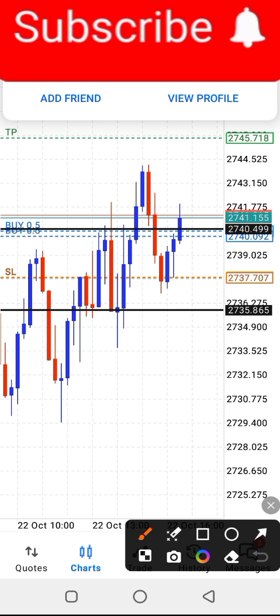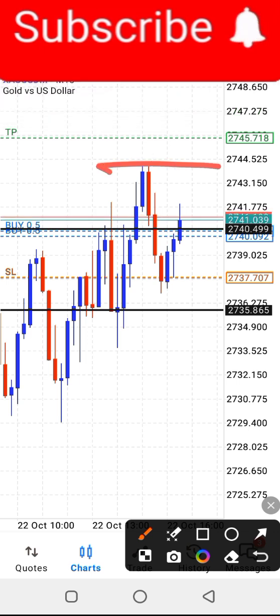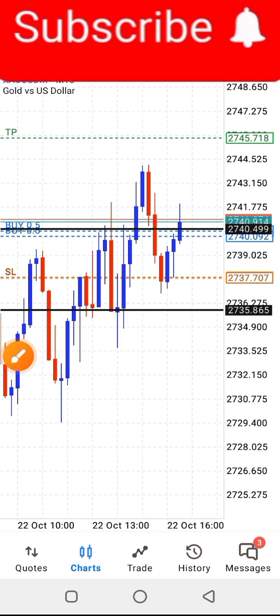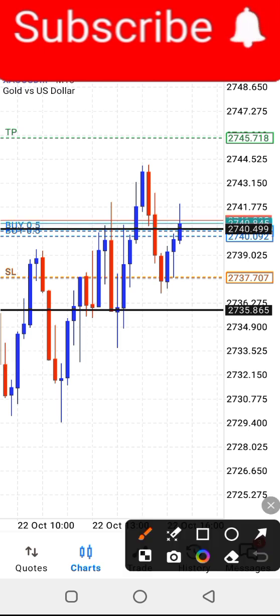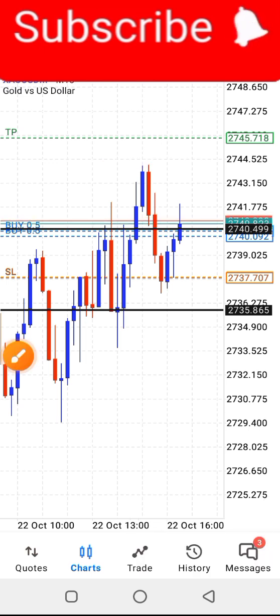I am very certain that price is going to target the liquidity resting above this level. Once price goes above this level, I'm going to be closing one of my trades, then I'll move my stop loss to break even for the second trade. So basically that's all I have for you right now.